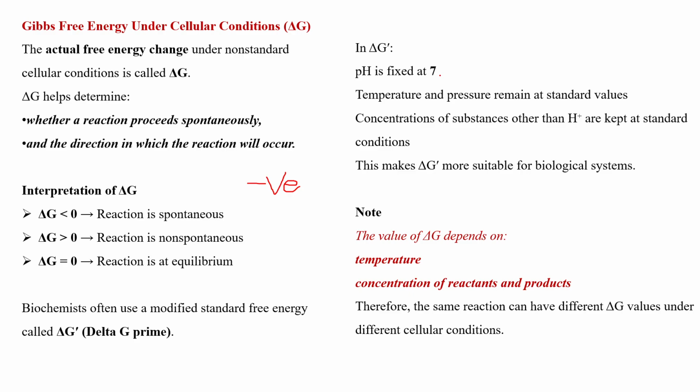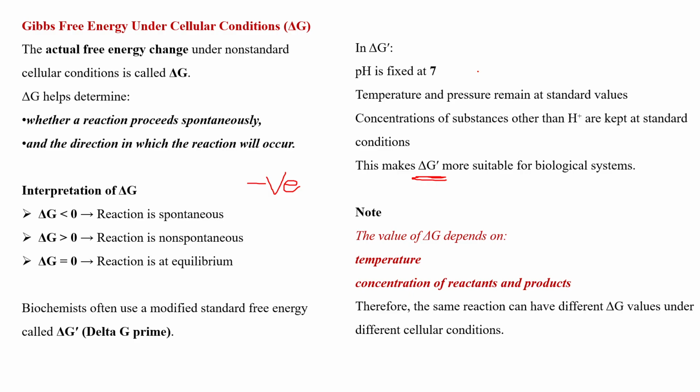The concentrations of some of the substances other than protons are also kept under the standard conditions, like we said. So this makes this particular delta G prime more suitable for biological systems. The reason is that delta G prime follows the principle of having a pH of 7, and that is the pH at which most of the cells function, or most of the enzymes also work well.